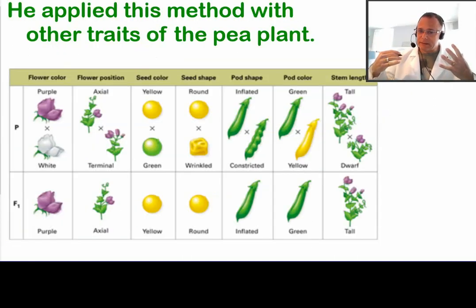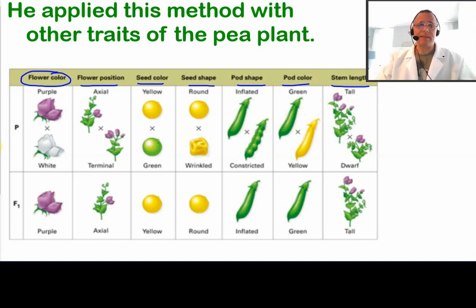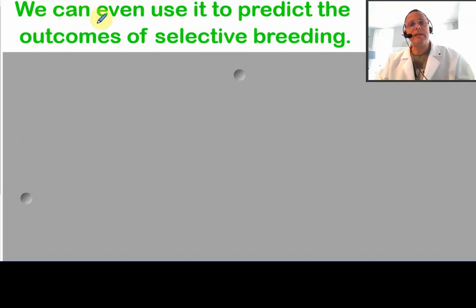But his work didn't stop there. He applied this method with other traits of pea plants, not just the flower color, but flower position, seed color, seed shape, pod size, pod color, stem length, and so forth. And he crossed them, and consistently he got the same results. And we can now use it to predict the outcome of selective breeding.